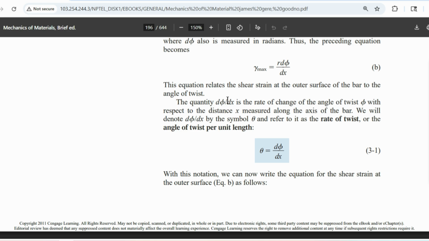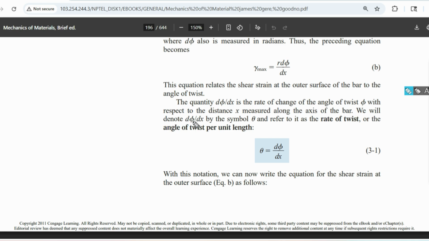But the quantity d phi dx is the rate of change of the angle of twist. Remember, the angle of twist was a function of x. So they should have this little function of x. They shouldn't have got rid of that, with respect to the distance x. I guess they're just saying it. They should have put a comma and then written it again. That would have been nice. Cool, x measured along the axis of the bar.